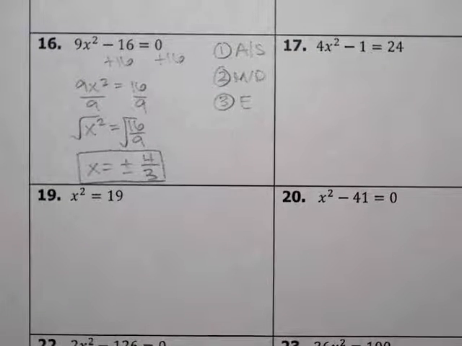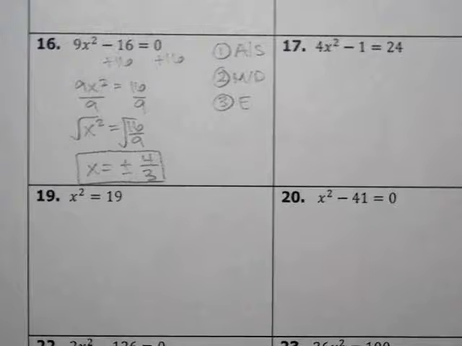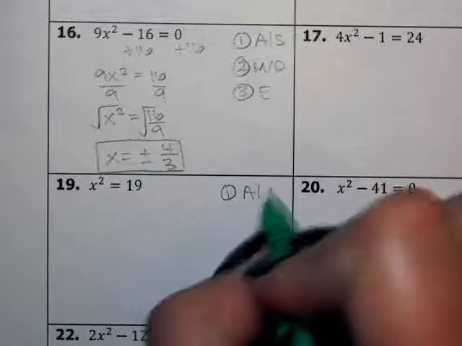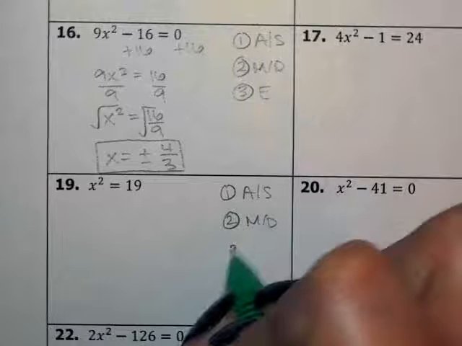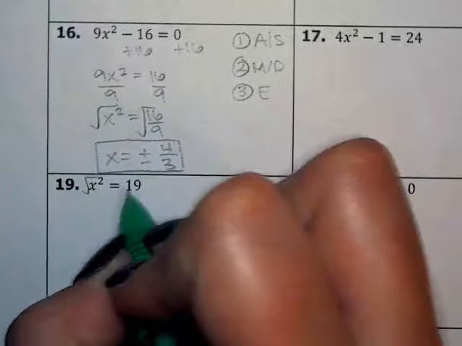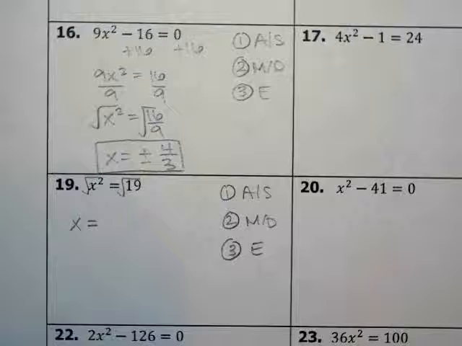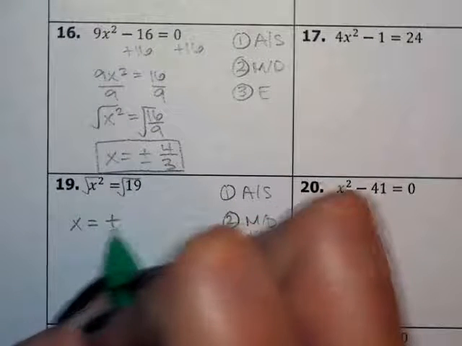All right. Let's do number 19. Step 1, can I add or subtract anything to the other side? No. Step 2, can I multiply or divide anything to the other side? No. Step 3, is there an exponent to introduce or get rid of? Yes. What should I do? Square root. All right. X equals, and how should I write this answer? Plus or minus. Okay, this is my exact answer.